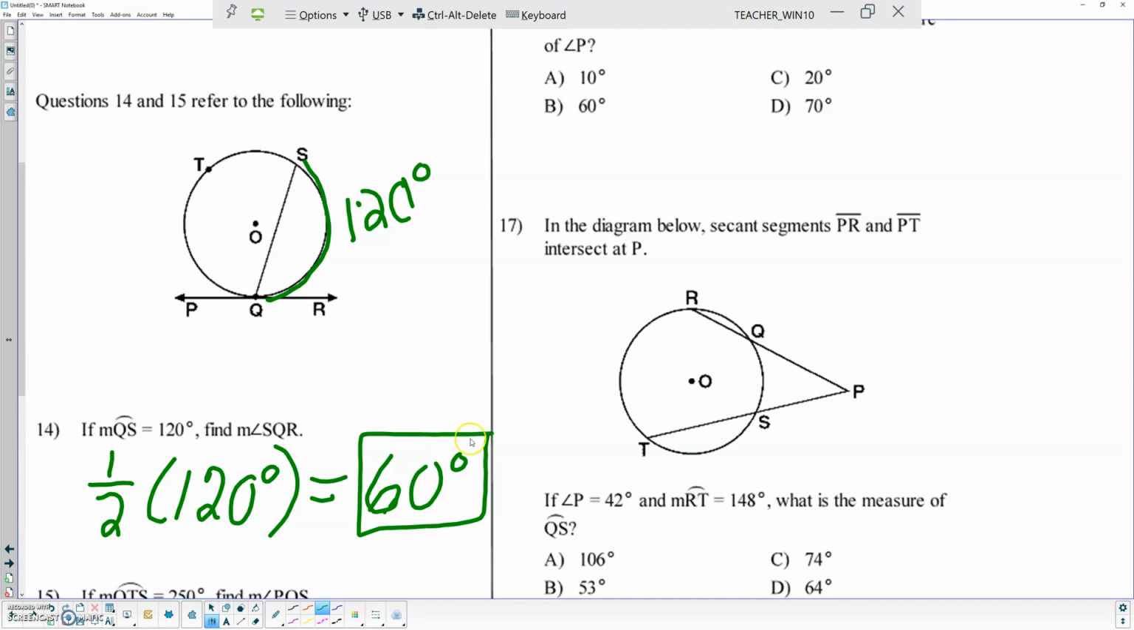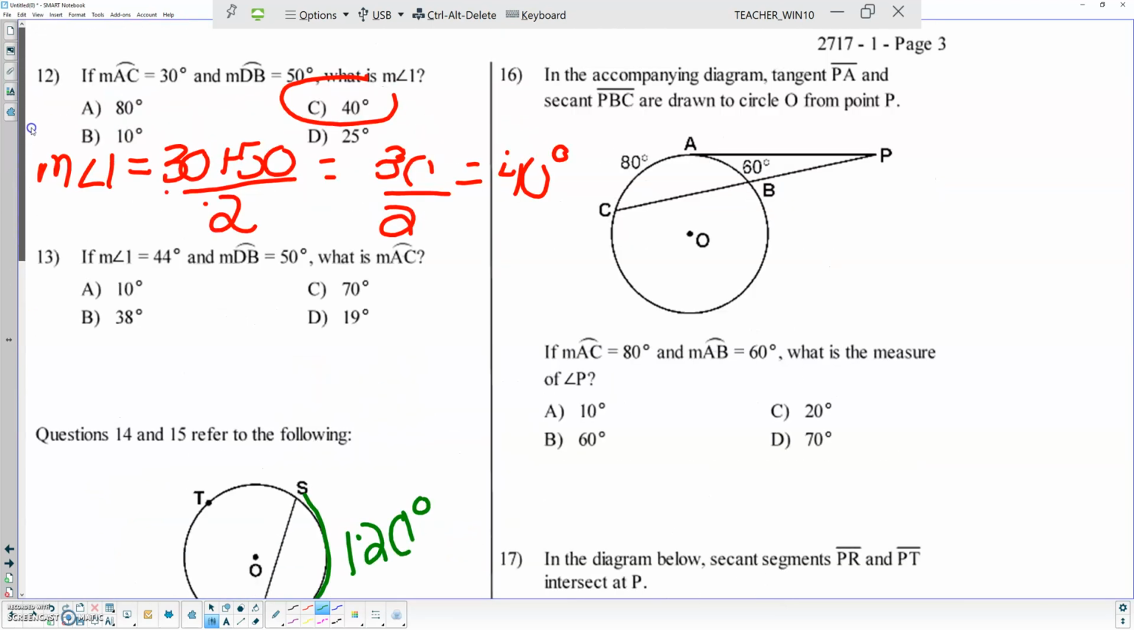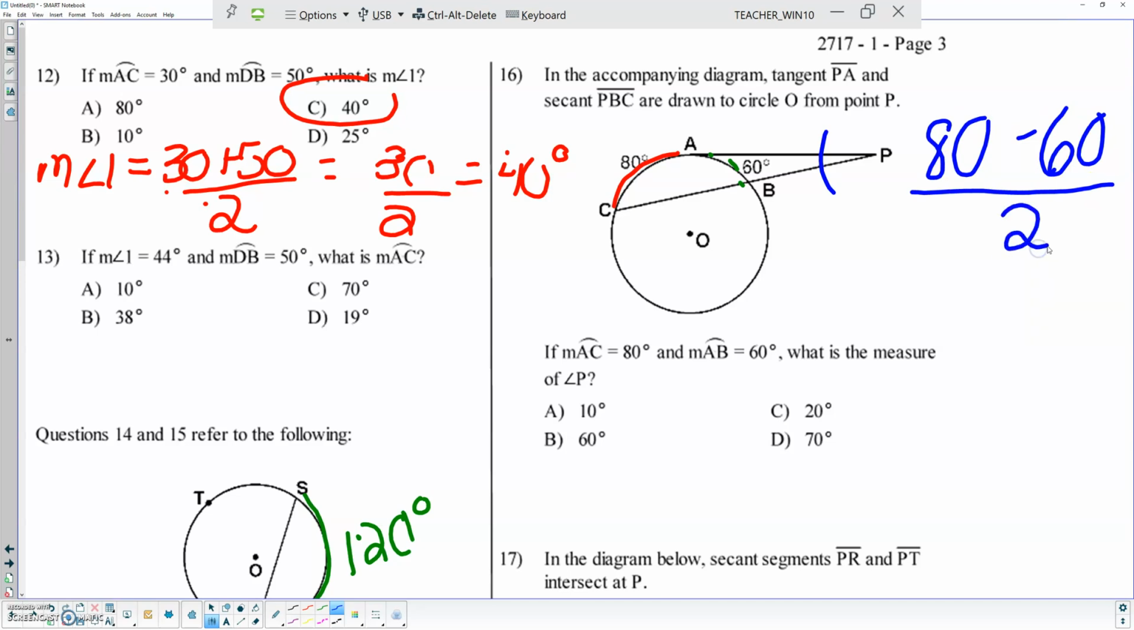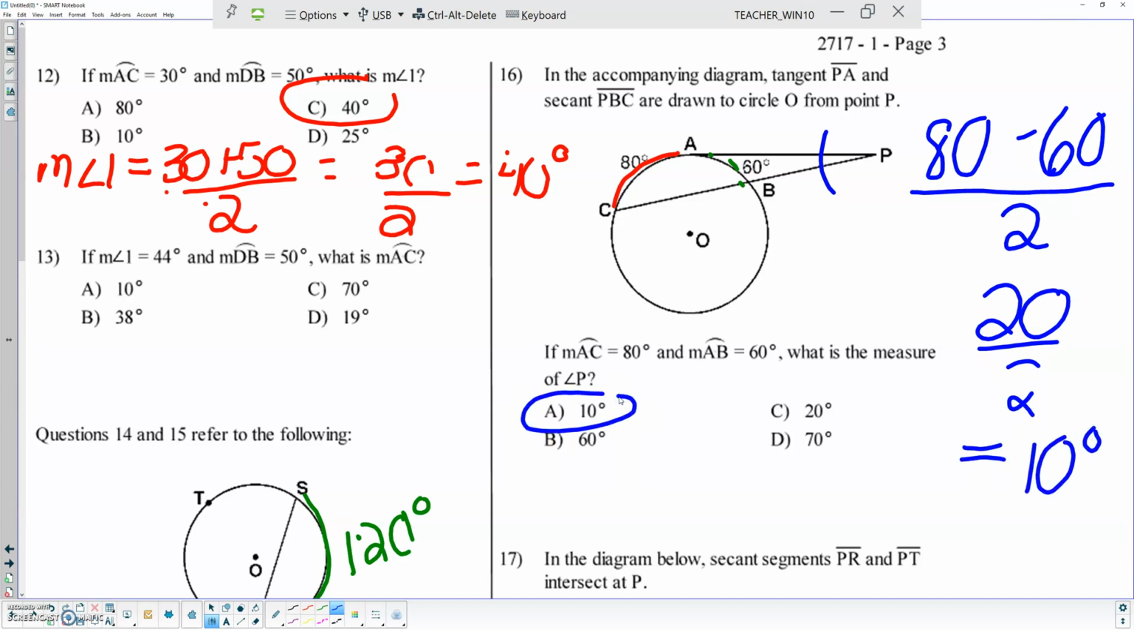Another one to go over is number 16. This is dealing with an exterior angle. Remember, the exterior angle is the same in all three situations: it's the far arc minus the near arc divided by 2. So in this case, angle P is going to be 80 minus 60 divided by 2. That's 20 divided by 2, which is 10. So choice A.